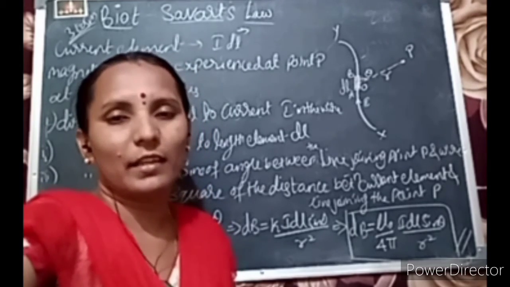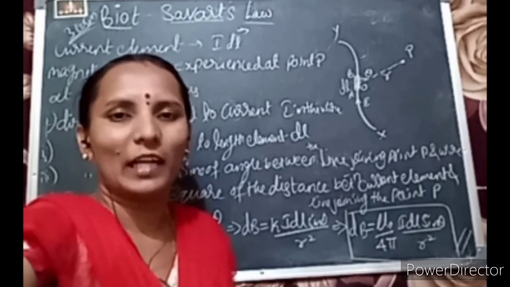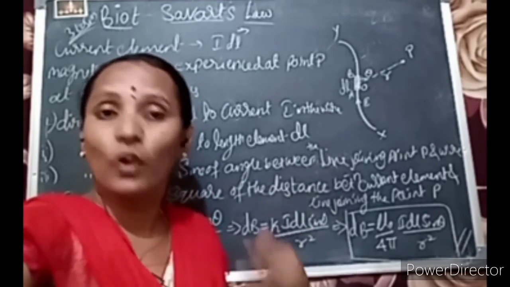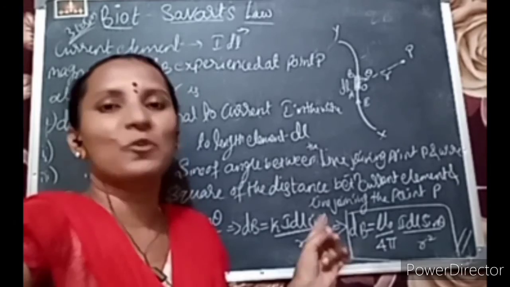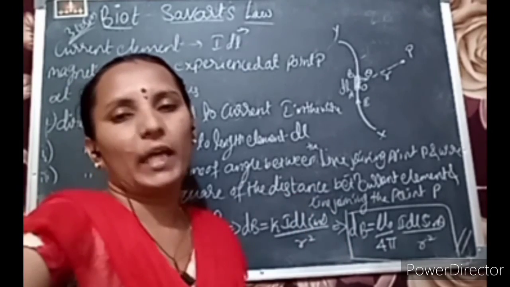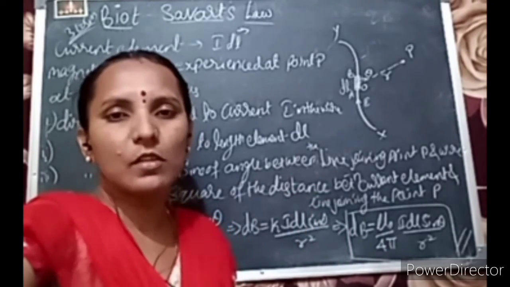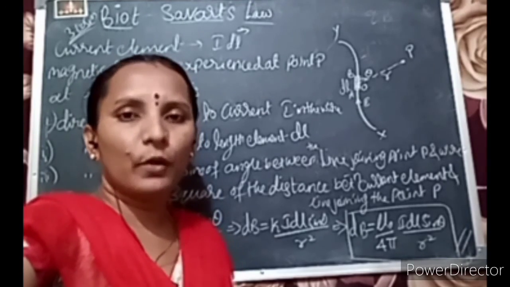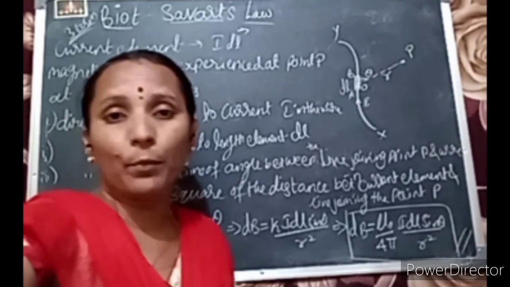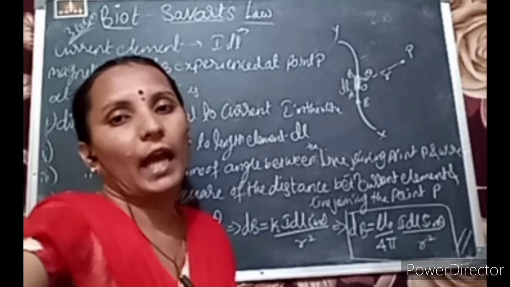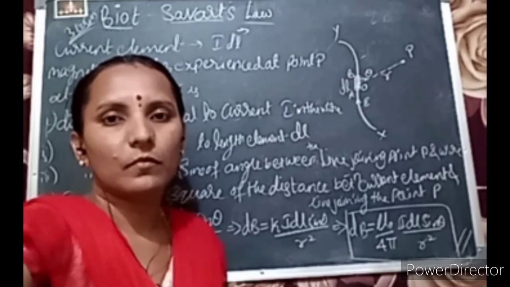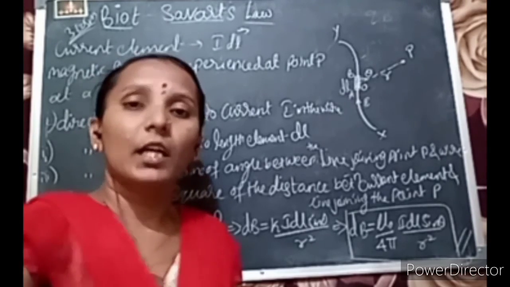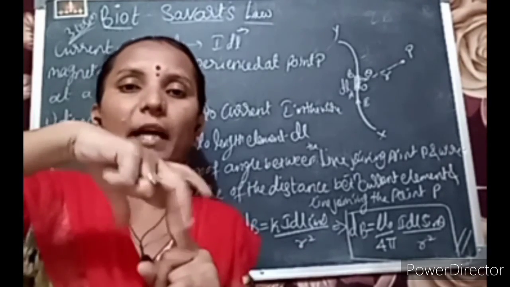What is this ideal sin theta? Below there is r square, don't forget about that. Ideal sin theta by r square. Before that there is a constant, don't forget about that also. Mu naught by 4 pi ideal sin theta by r square. This is called the expression for the magnetic field at a point due to a current carrying conductor. We have been saying from the beginning that a current carrying conductor produces the magnetic field.